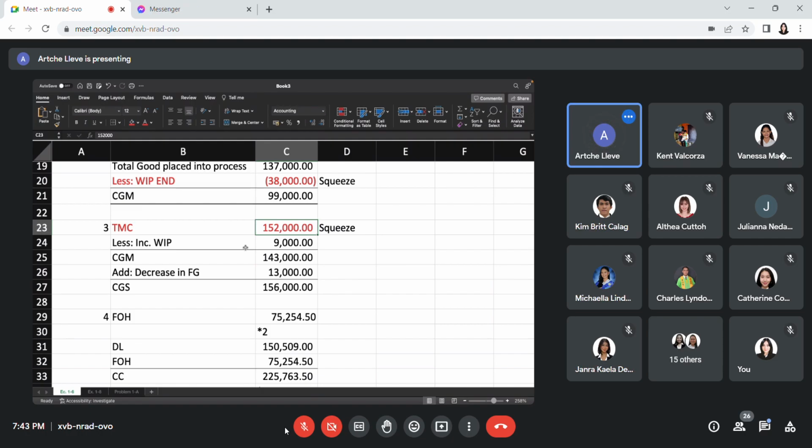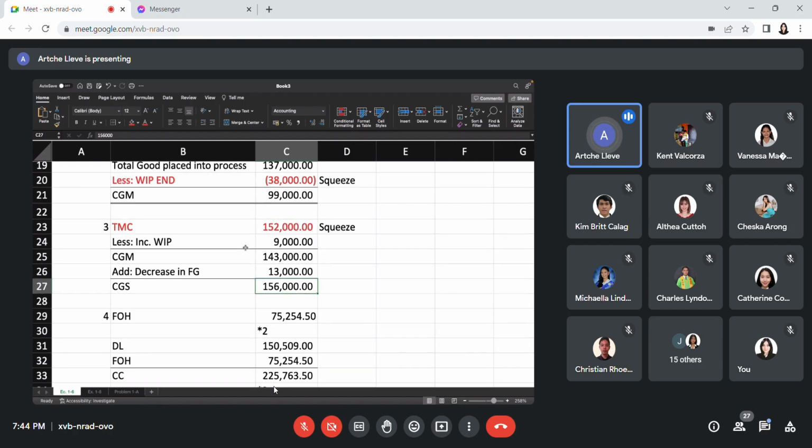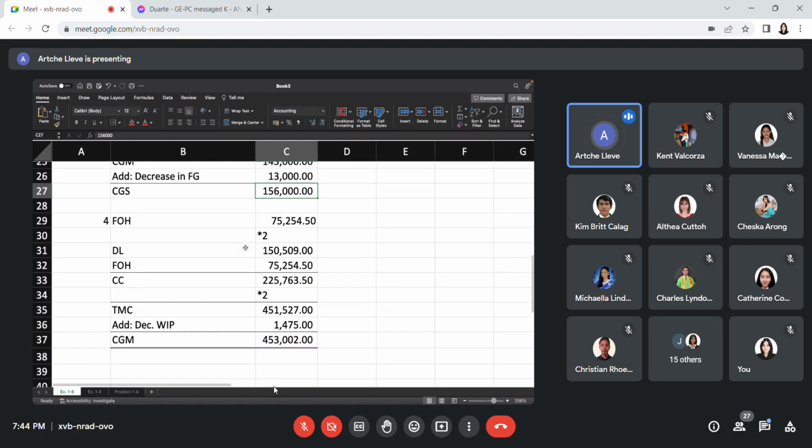Okay? Copy, sir. Okay, so again, don't forget, and don't get confused. If it's increase in WIP, less; decrease in WIP, add. So in this case, I just reversed it, considering that we are working backwards to get the total manufacturing cost. If you like algebra, then I can give you the algebra equation also.